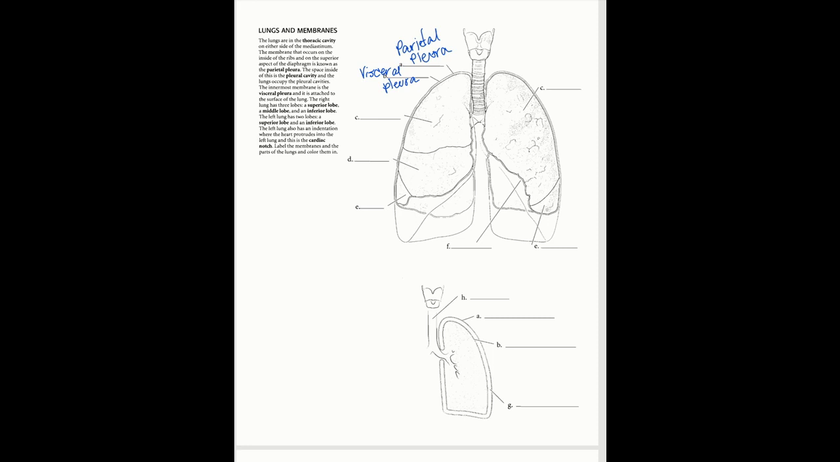You'll notice that the right lung has 3 lobes, whereas the left lung only has 2. That's because the left lung is going to have a space that's going to accommodate the apex of the heart, so it has a little less room than the right side. So for the right side, our 3 lobes are going to be superior, middle, and inferior.